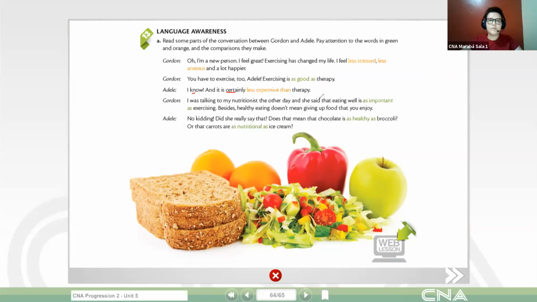Okay, very good. For pronunciation: certainly. Certainly.